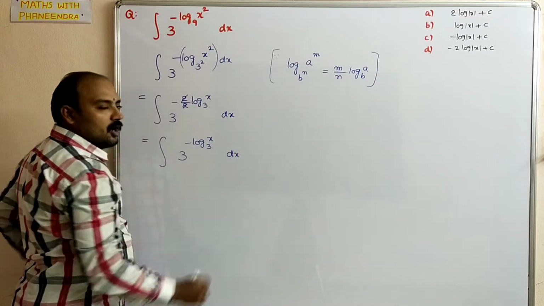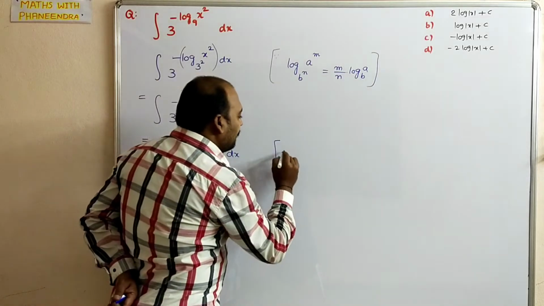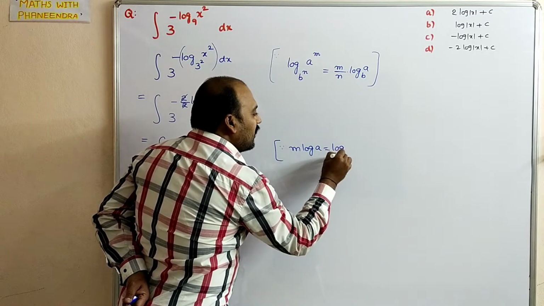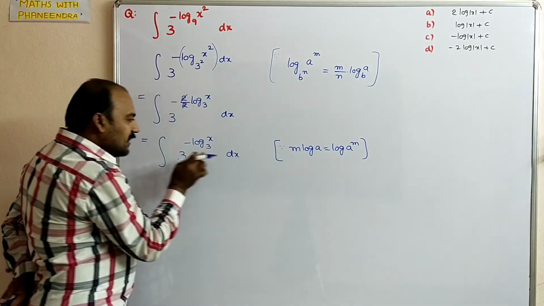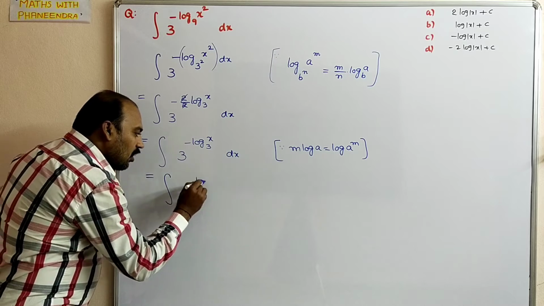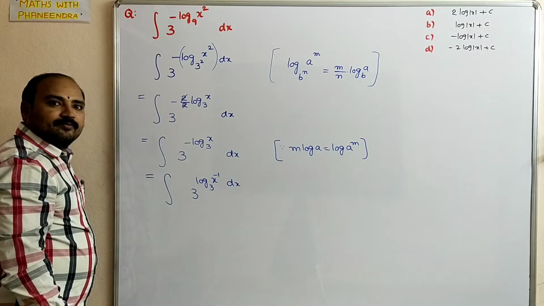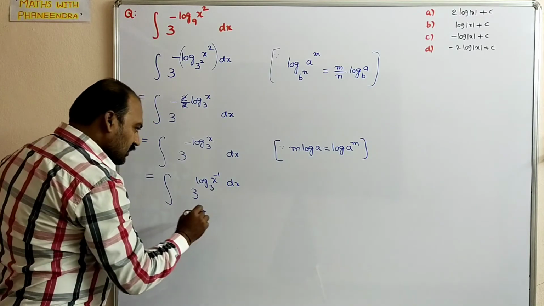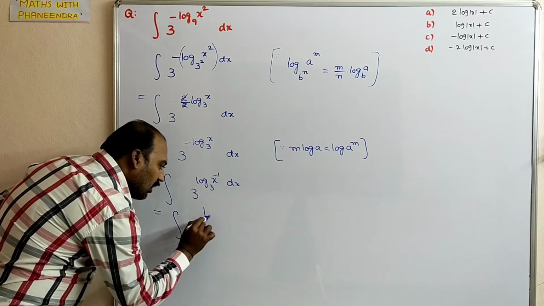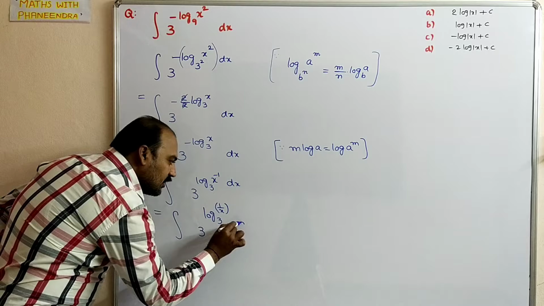After that, here minus is there. I am taking it into the power of x by using this formula. m log a can be written as log a power m, where m is here minus 1. So we can write it as integral 3 power log x power minus 1 to the base 3 into dx. So this also can be written as integral 3 power log x power minus 1 means 1 by x to the base 3 into dx.